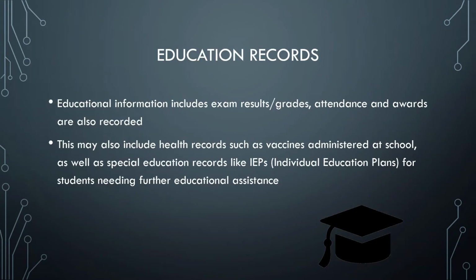Education records. So educational information includes exam results or grades, attendance and awards are also recorded. This may also include health records such as vaccines administered at school, as well as special education records like IEPs, which stand for Individual Education Plans for students needing further educational assistance.